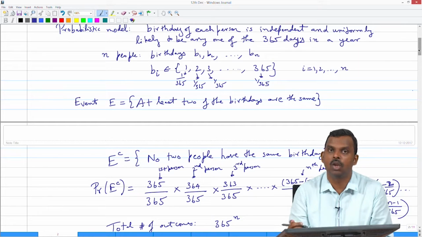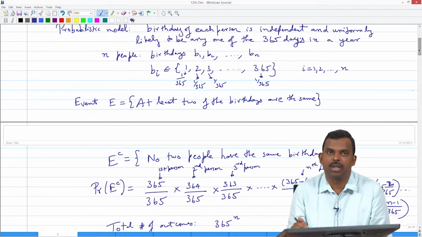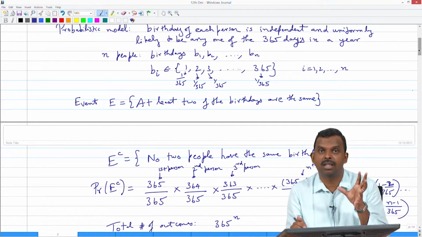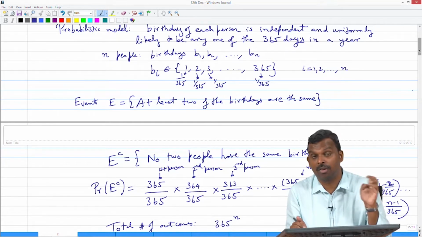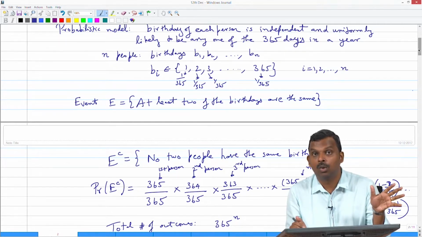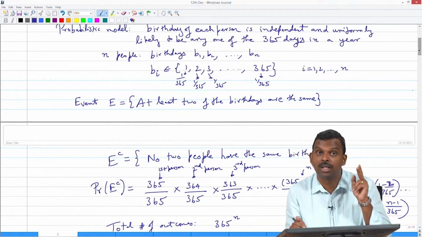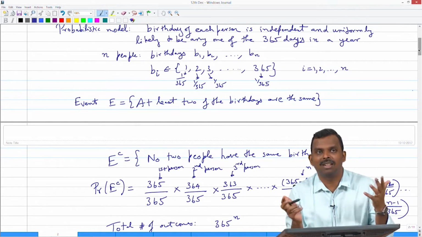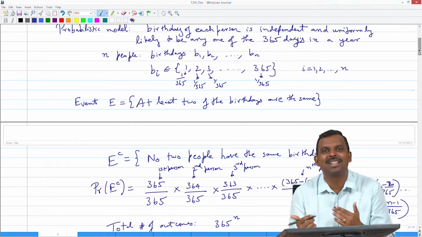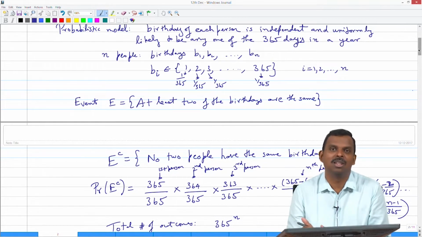That is the E complement, and you can do it in this fashion. So, if you have just 23 balls and you are throwing them into 365 bins uniformly and independently, you have a 50% chance that 2 of them have the same bin, one bin has 2 balls. It is a bit unreasonable in some sense, but that is the calculation in this uniform independent model.